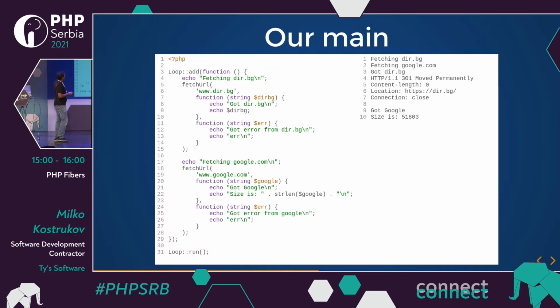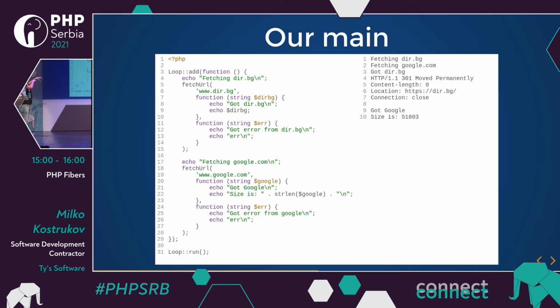And we're going to get some output that's going to look like this: fetching dir.bg, fetching Google.com, got dir.bg. The reason it's first is just because it's super short, not because we called it first. And when you call dir.bg like this, it just tells you that it's moved. So that's everything we get. And from Google, we get 51,803 bytes. Yeah. So this is an asynchronous thing.